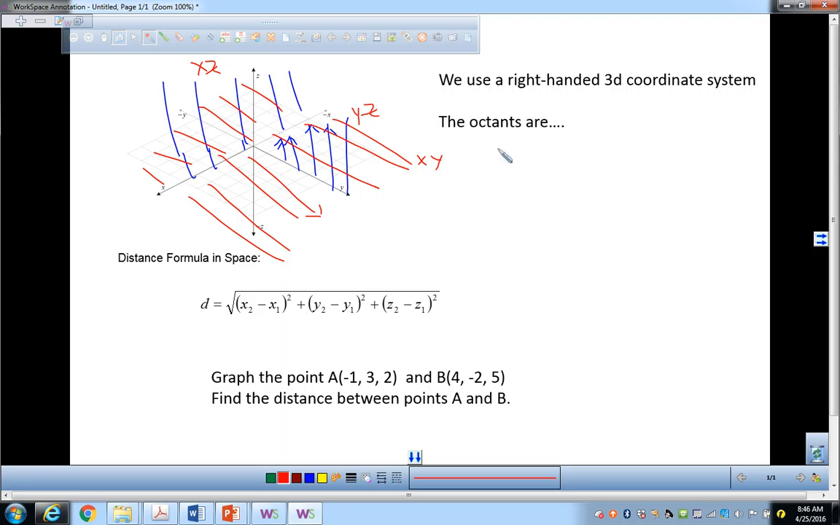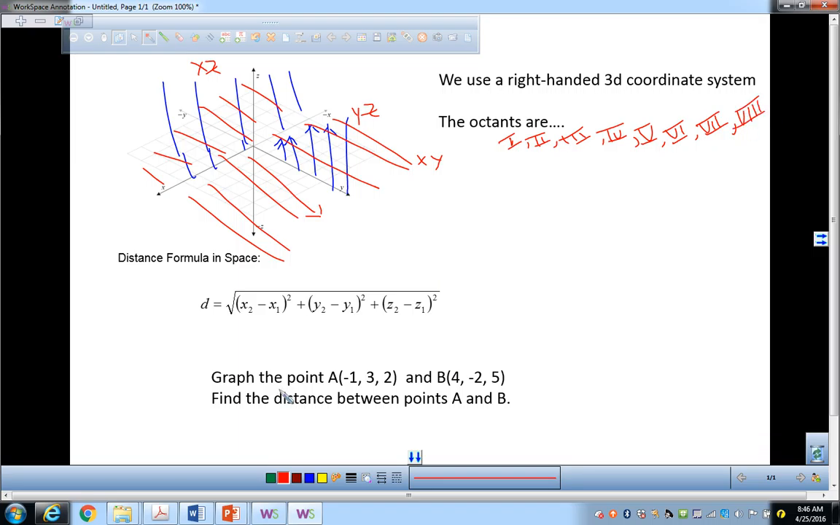We use a right-hand 3D coordinate system, and the octants are 1 through 8. 1, 2, 3, 4, how do you write 5? 5, look, Roman numerals. 6, 7. It might say, in which octant would you find this point?